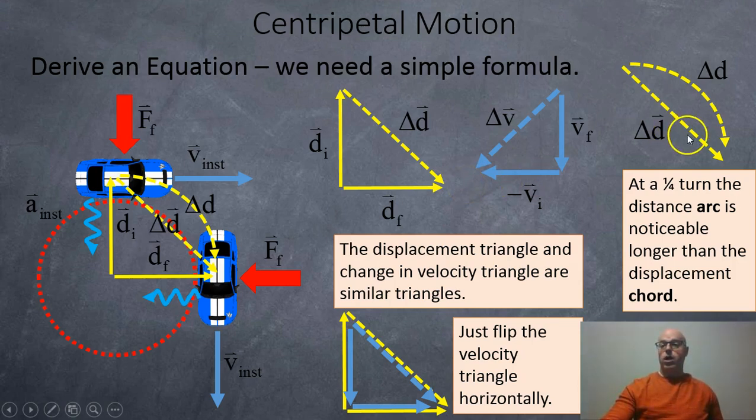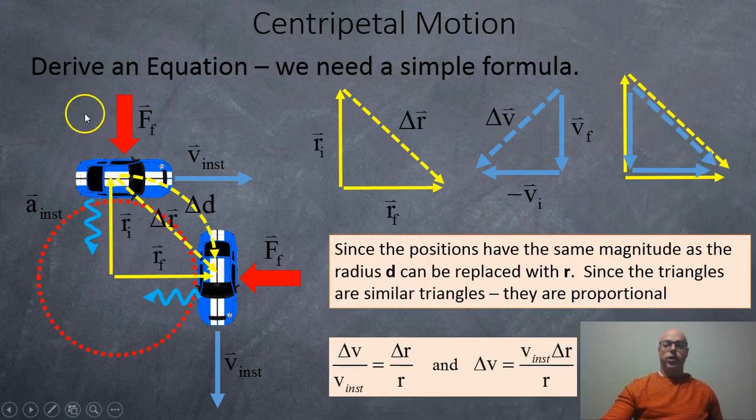Also, this is just to make it easier for you to see that the displacement is not quite the same as the distance. It's very noticeable. There's a difference on a quarter turn. So this is called the arc, and the displacement is called the chord. So we're going to derive the equation. So we're going to take a look.